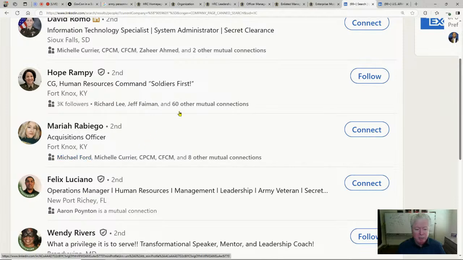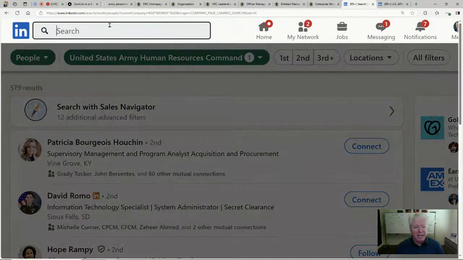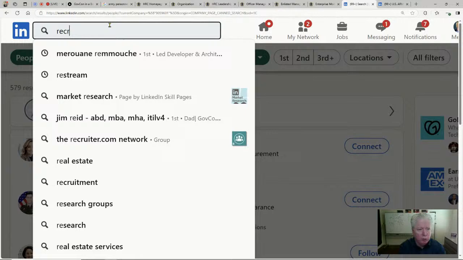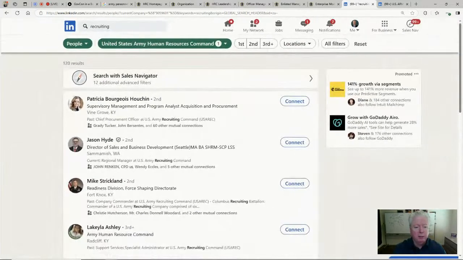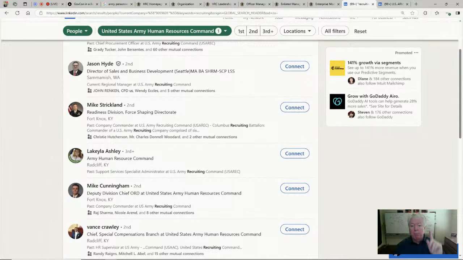A lot of agency people in here. I'm going to take one stab and just type recruiting. I don't know if this is the right thing to type, but I just typed recruiting. Maybe that was too broad of a word. But what I was trying to do is see, inside of the Army Human Resources Command, are there people responsible for recruiting?